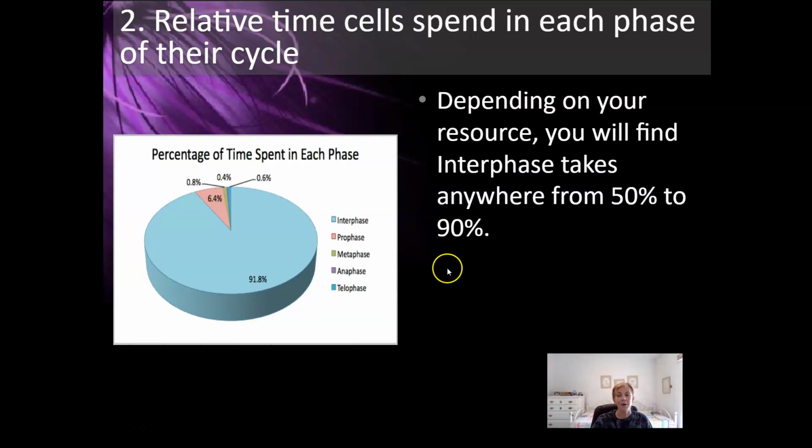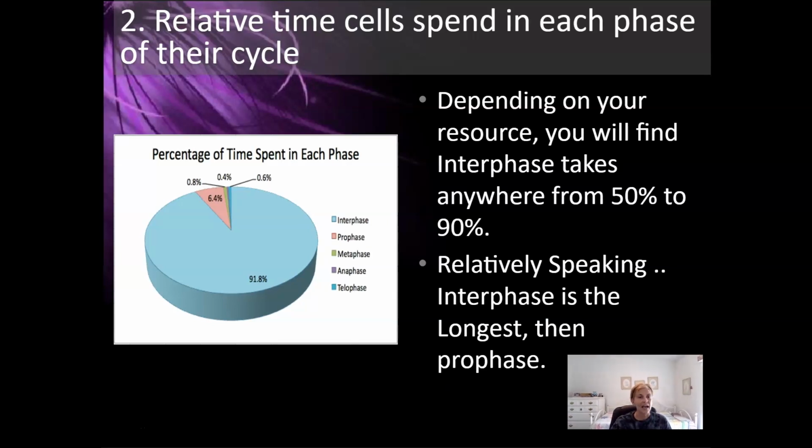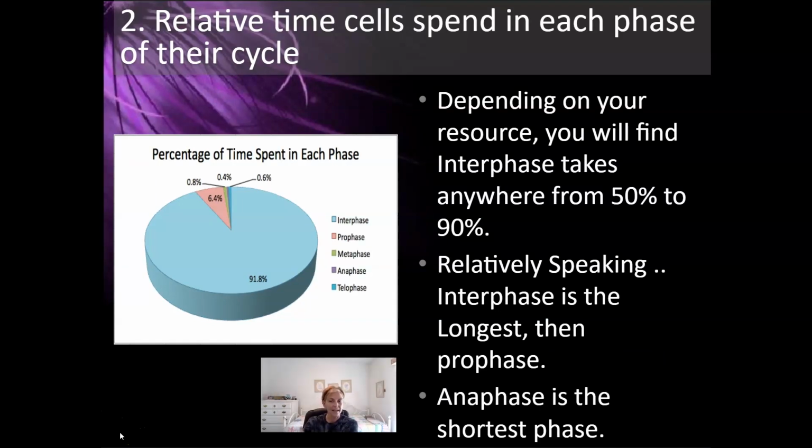You will be given some numbers where you have to calculate the amount of time a cell spends in interphase. That is totally reasonable because we've done it 3 times in class. So that's a skill we should be able to perform. Relatively speaking, interphase is the longest, prophase is the next longest, and typically metaphase or anaphase is the shortest.